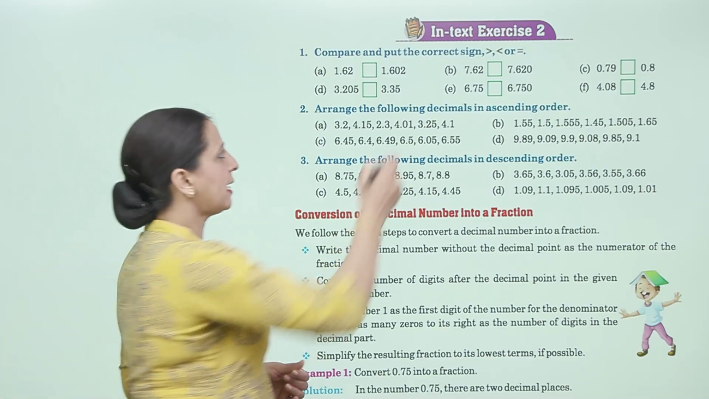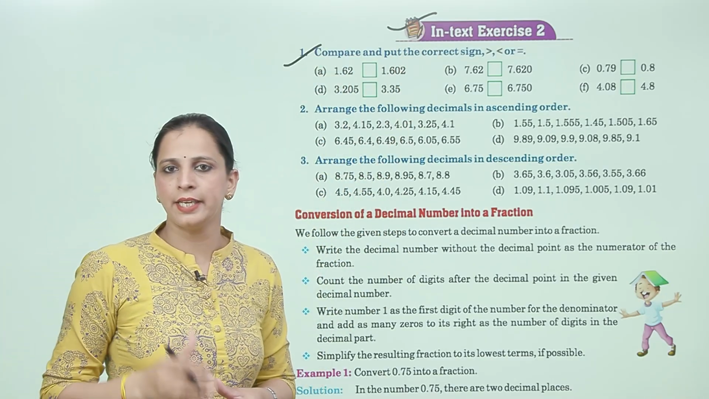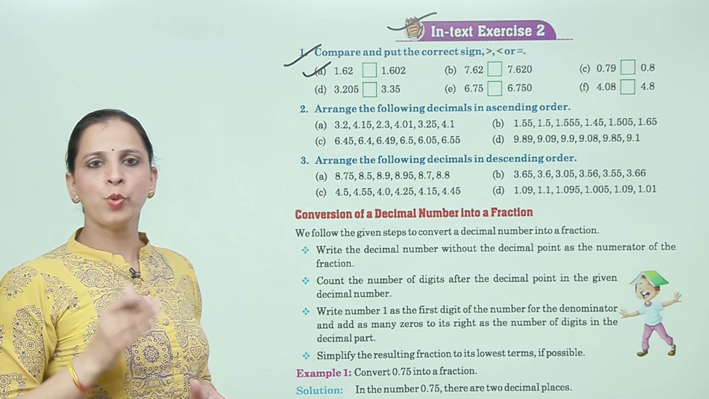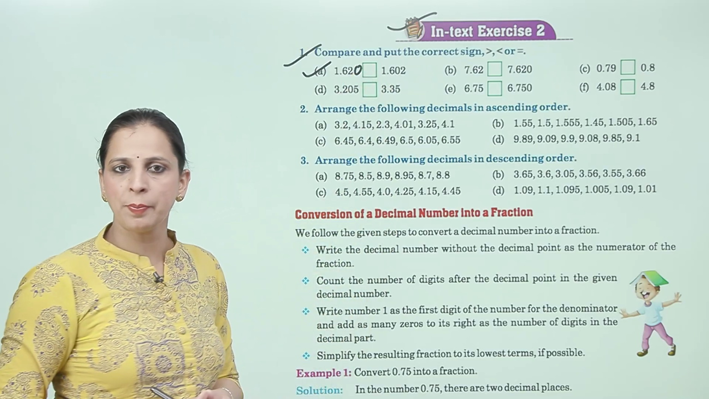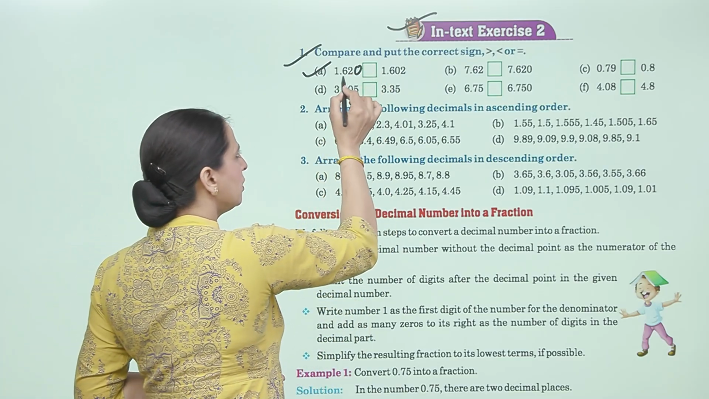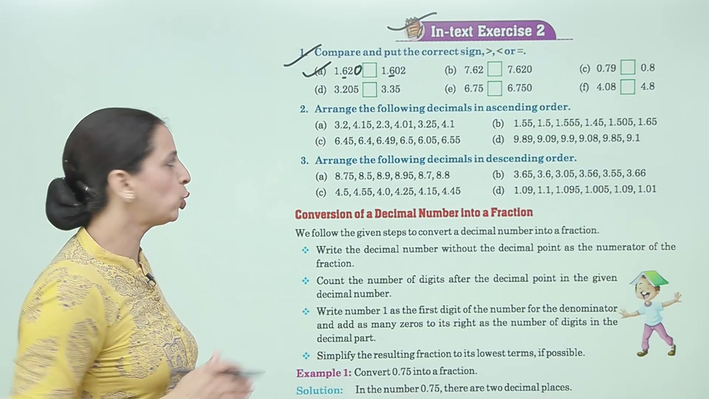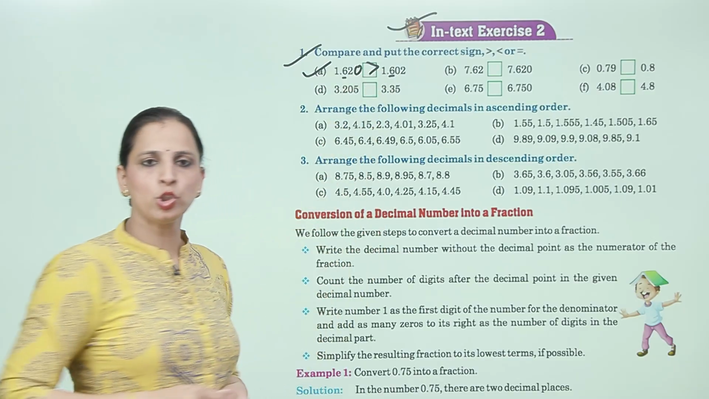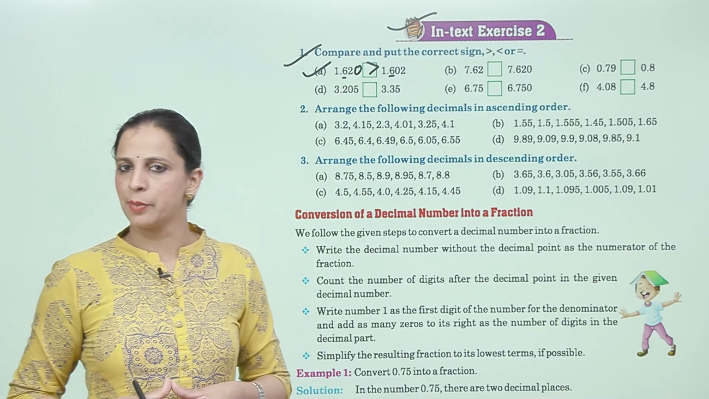Now in textbook exercise 2, question number 1, compare and put the correct sign greater than, less than or equals to. Now A part, 1.62 and 1.602. Now the whole number part is equal. Now the 10th place is also equal. Now compare the 100th place, 2 and 0. 2 is greater. So 1.620 is greater than 1.602. So children, using the same method, you will try the remaining parts yourself.